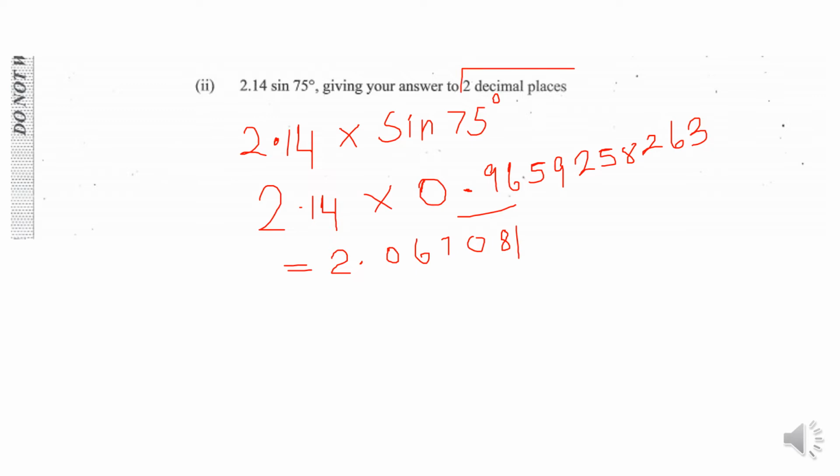But the question asks us for 2 decimal places. So our answer is supposed to be 2.07. This is the 2 decimal places. If you don't have this and you have the longer answer, you didn't give them what they asked for. They want 2 decimal places. Okay, let's move on.